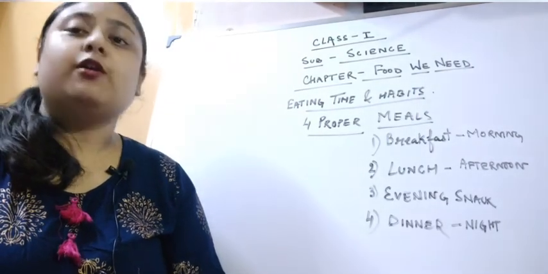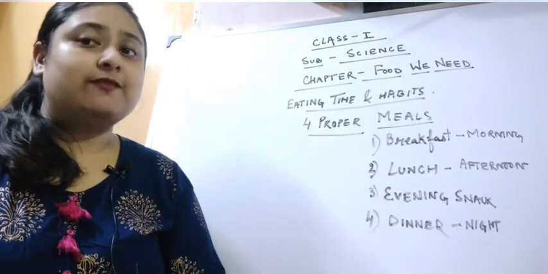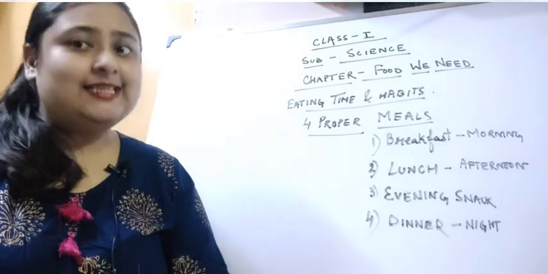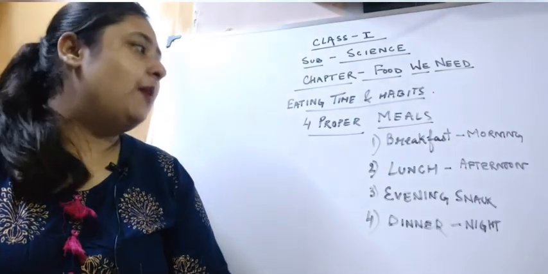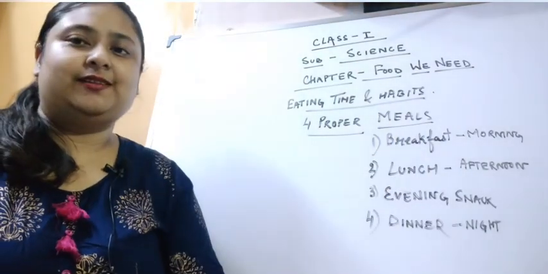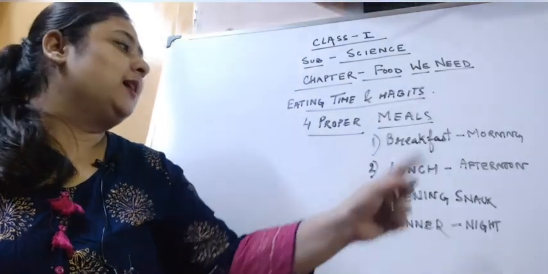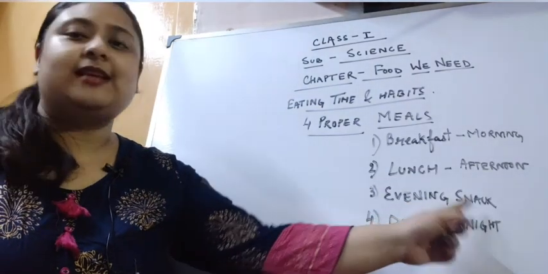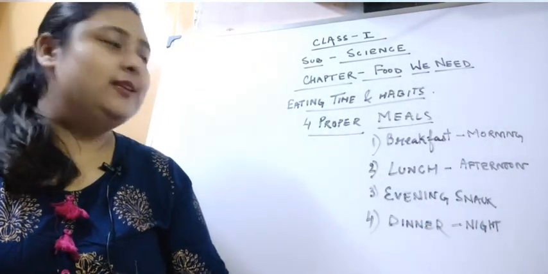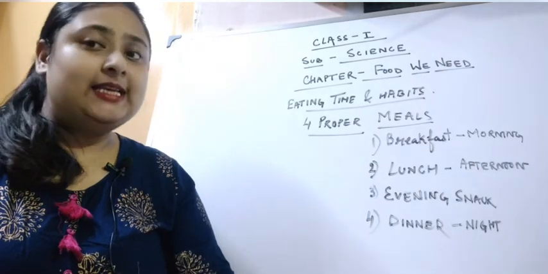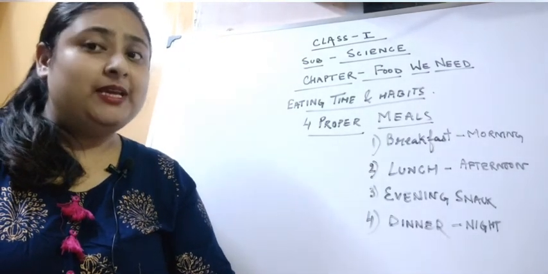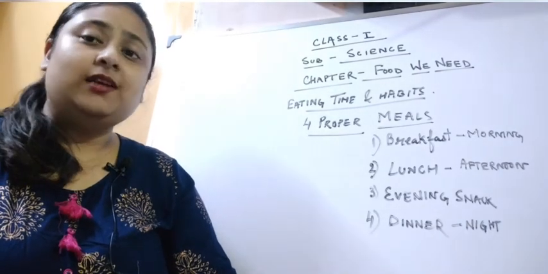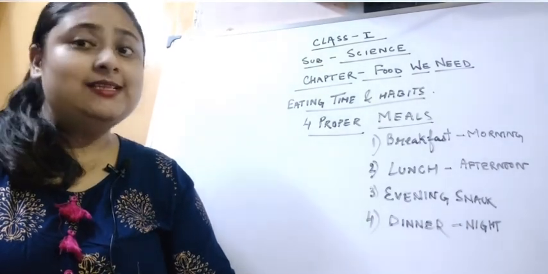Children, there are 4 proper meals that we take in a day. They have certain names. Let's learn about them. Number 1 is breakfast. Number 2 is lunch. Number 3 is evening snack. And number 4 is dinner. These are the 4 proper meals that we must take in a day. Now, what are the timings of these meals?